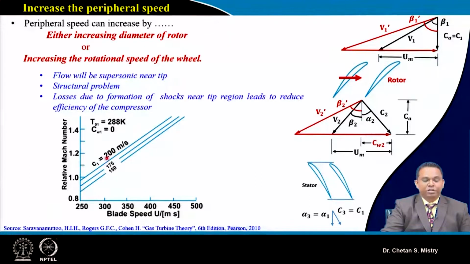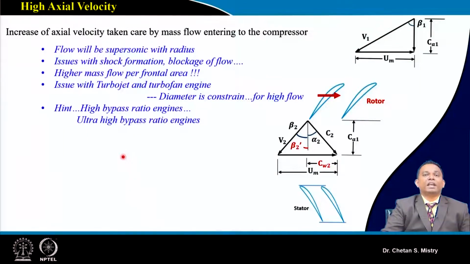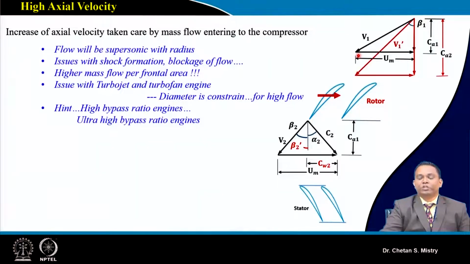Let's move to the second option. The second option says we can increase the axial velocity. Suppose I consider this as my velocity triangle. For that velocity triangle, let's increase the axial velocity. When we are increasing our axial velocity, in line with what we have discussed for higher rotational speed or higher peripheral speed, we are getting our relative velocity component to be large. That means again my flow will be subjected to supersonic condition. So flow will be supersonic with the radius.